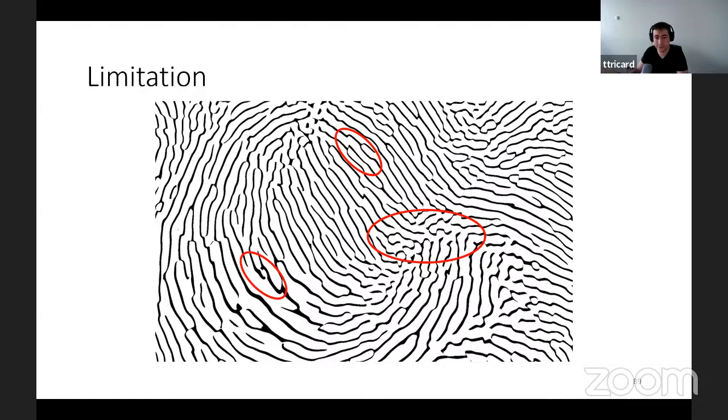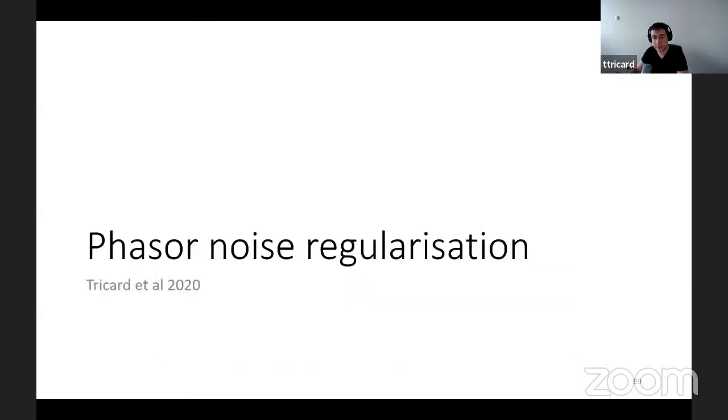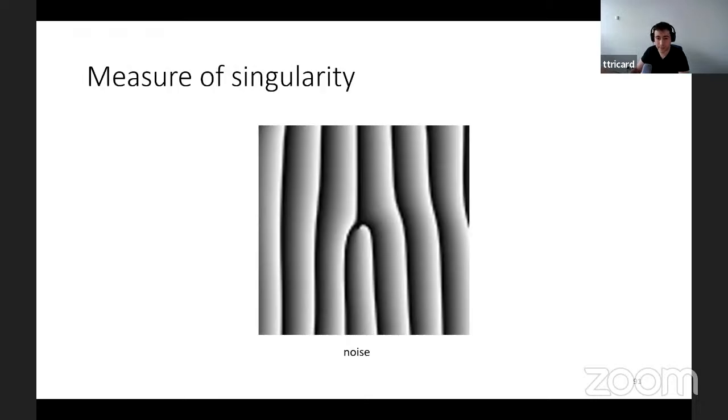It won't print well if we just extract contours and print them this way. So we had to come up with a way to regularize this problem. Right. So to understand a bit, first, let's talk about the singularities.